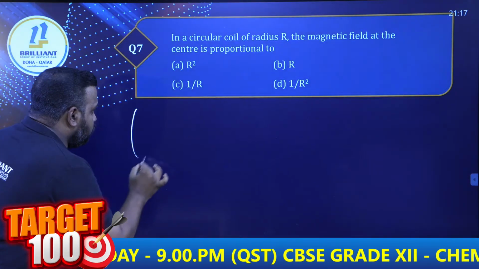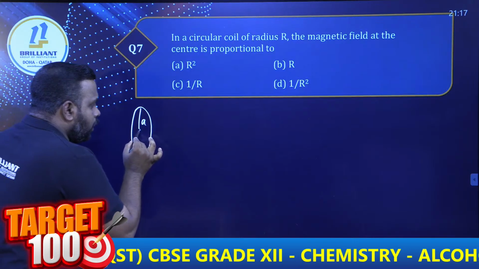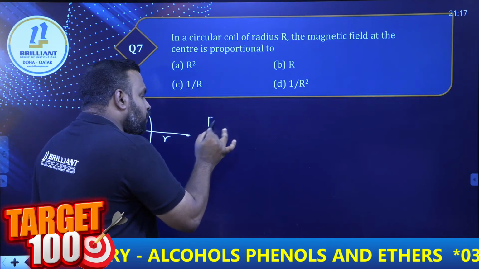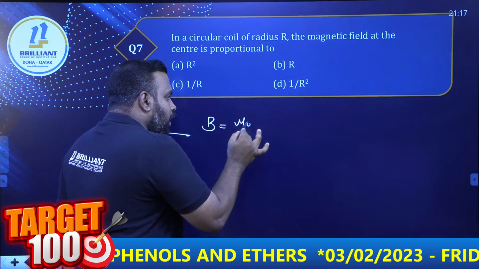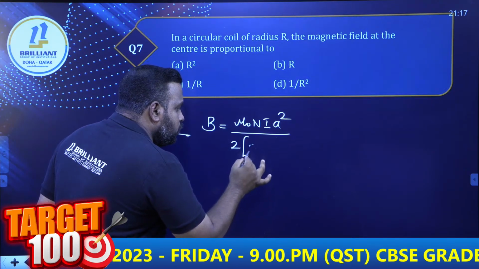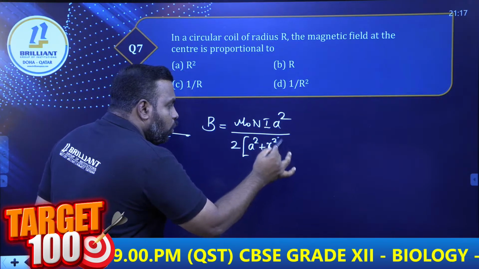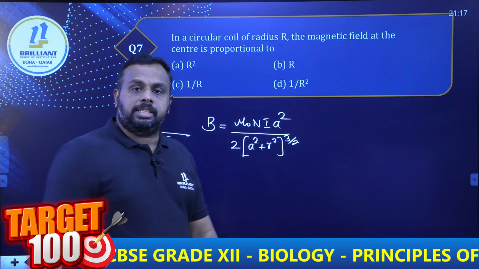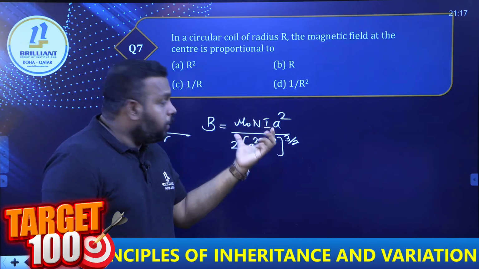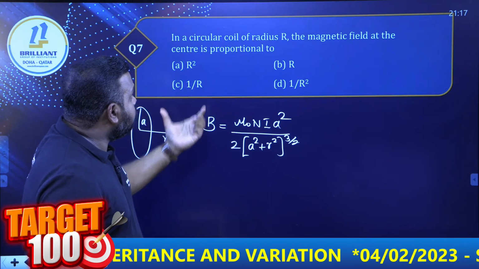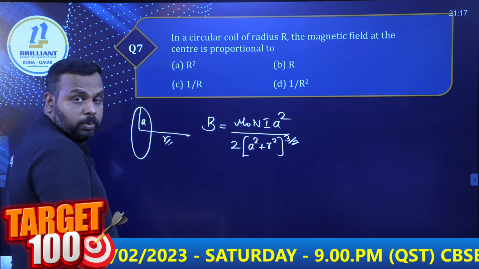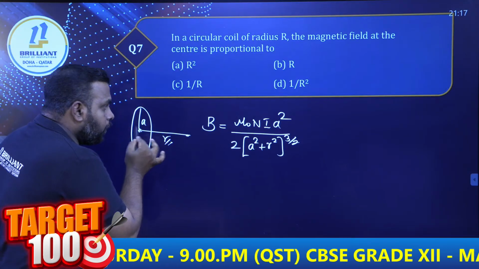If there is a coil of radius a, the magnetic field at any point at a distance r on its axis has a formula. B is equal to, what is it? Mu naught N I a square divided by 2 into (a square plus r square) whole raised to 3 by 2. This is the expression for the magnetic field due to a circular coil. Actually, we don't need this formula for this question, because it's a special case. They are asking at the center of the coil only. At the center, r will be 0. Center means here.